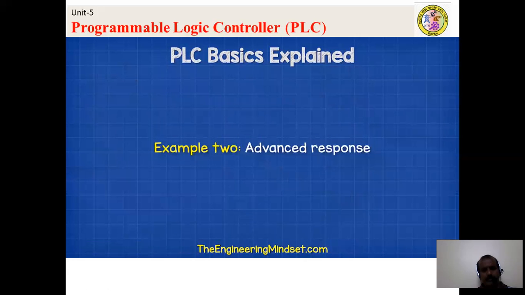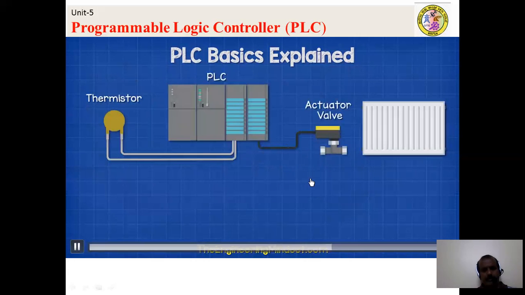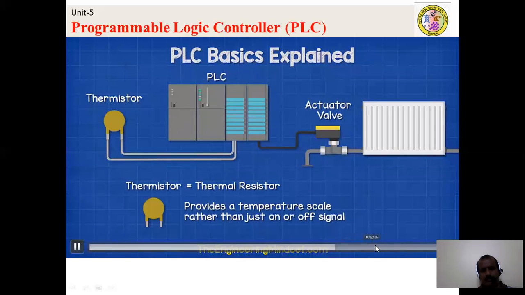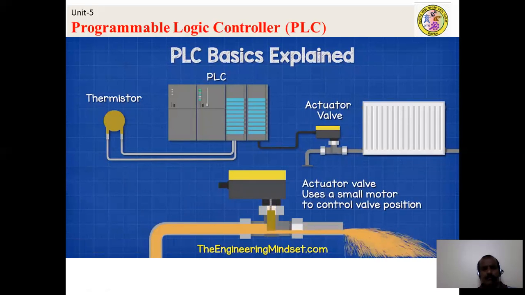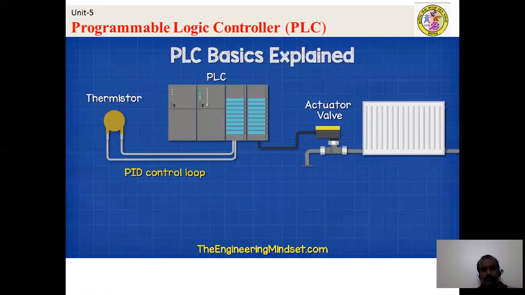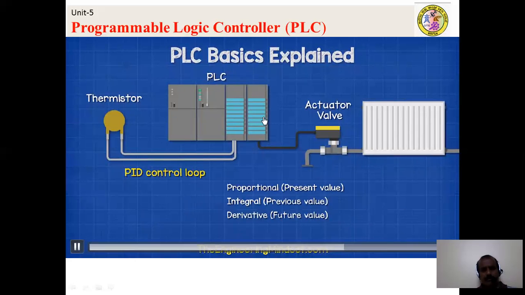In this next, more sophisticated example, we have a thermistor, a PLC, as well as an actuator valve. The thermistor can provide a temperature scale rather than a simple on-off input like the bimetallic strip. The actuator valve can open anywhere between 0 and 100% to control how much hot water is provided to heat the room. For this, we would use a PID control loop, which stands for proportional, integral, and derivative control.